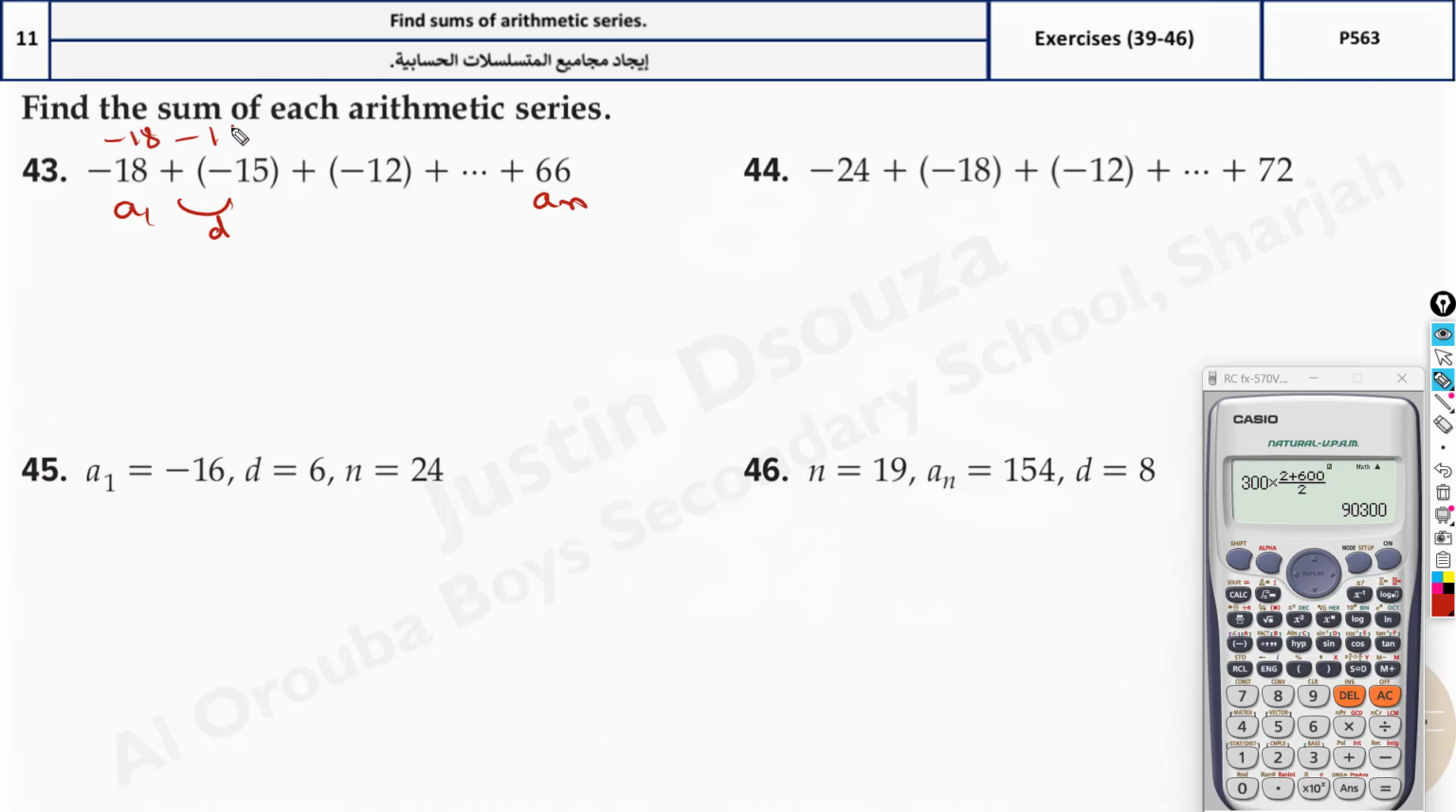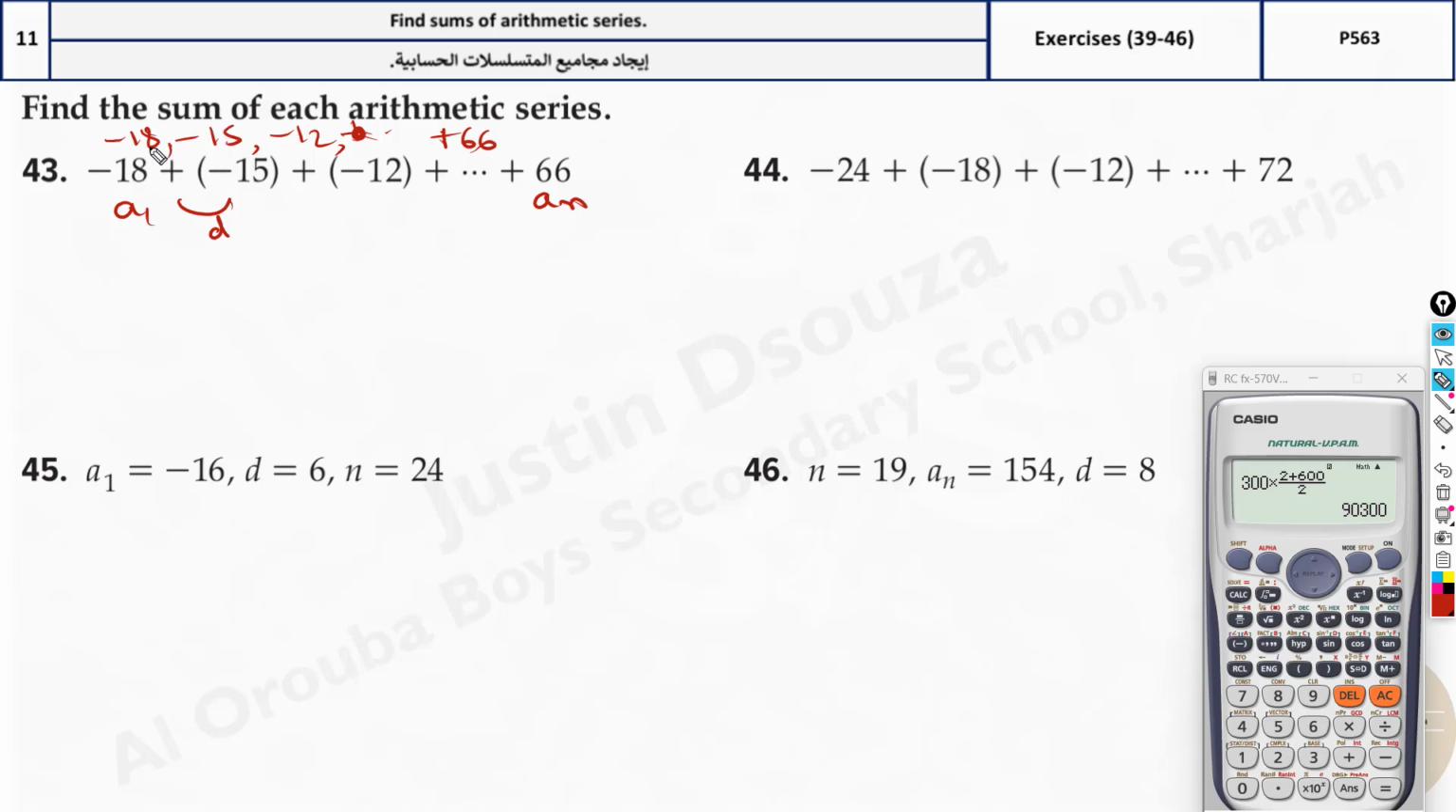It will be minus 18, minus 15, minus 12, dot, dot, dot, plus 66. Okay? You're adding them up, right? That's the thing. These are the terms. Why did I write the terms? Because I need to find n, isn't it? So these are the terms. A1. How do I find d?